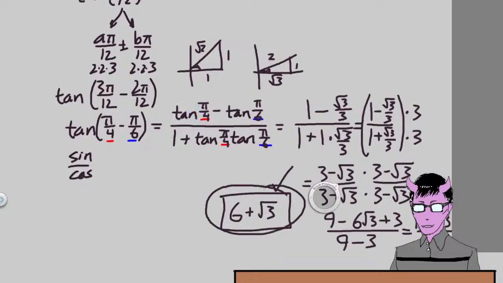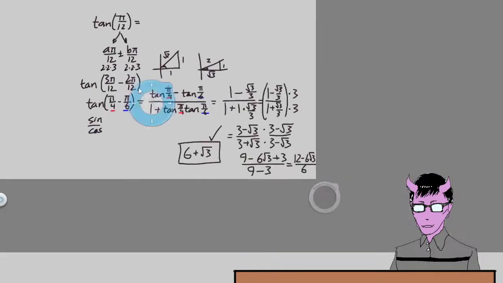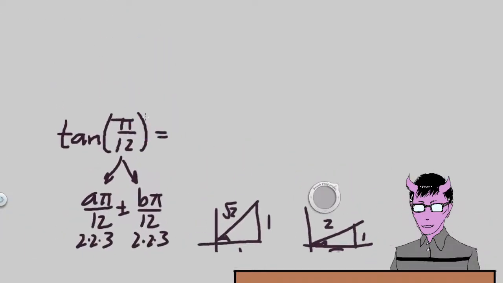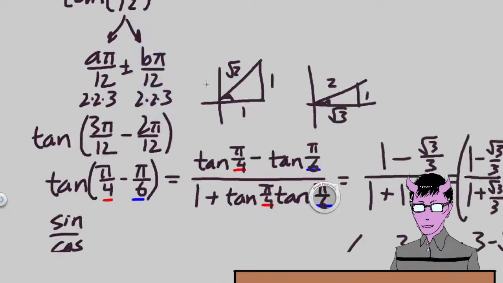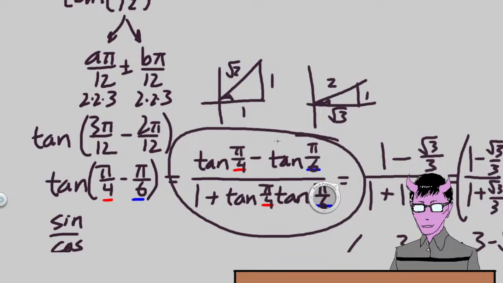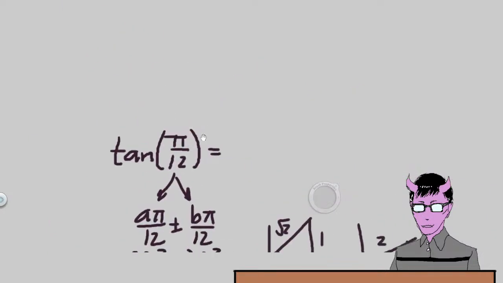But to verify, as independently as possible, we're going to try to verify 6 plus root 3. So let us use a different strategy for this one. So tangent of pi over 12, again, in the unfortunate case that you forget this particular property, you can always resort to the other property.